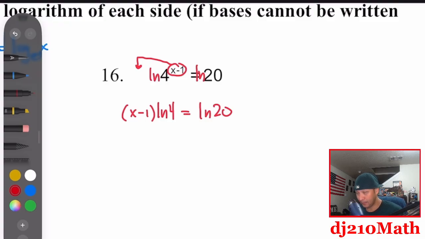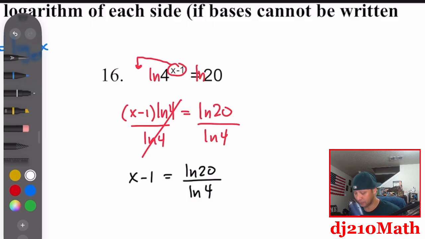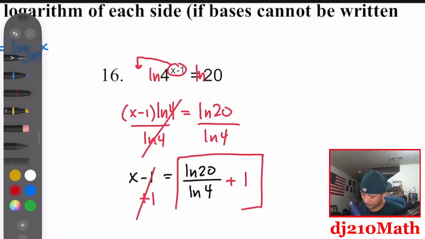All right, I need to isolate the x. So this is going to be divide both sides by the natural log of 4. Now, don't get tempted. Do not try to cancel those out. That doesn't work that way. So this is x minus 1 equals the natural log of 20, which is just a number, divided by the natural log of 4. Again, just some number that we could put into the calculator. Isolate the x by adding 1 to both sides. Notice how I put the 1. So x is equal to whatever this is.